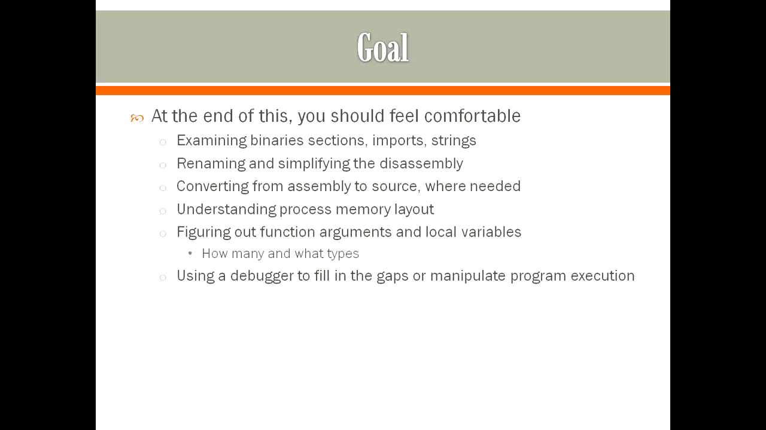At the end of this module, you should feel comfortable being handed a binary and examining its sections, imports, and strings. You'll know how to rename and simplify the disassembly, in addition to converting from assembly to source where needed. You'll also understand the memory layout of a process and how to figure out function arguments and local variables. Lastly, you should feel comfortable using a debugger to fill in the gaps or manipulate program execution.